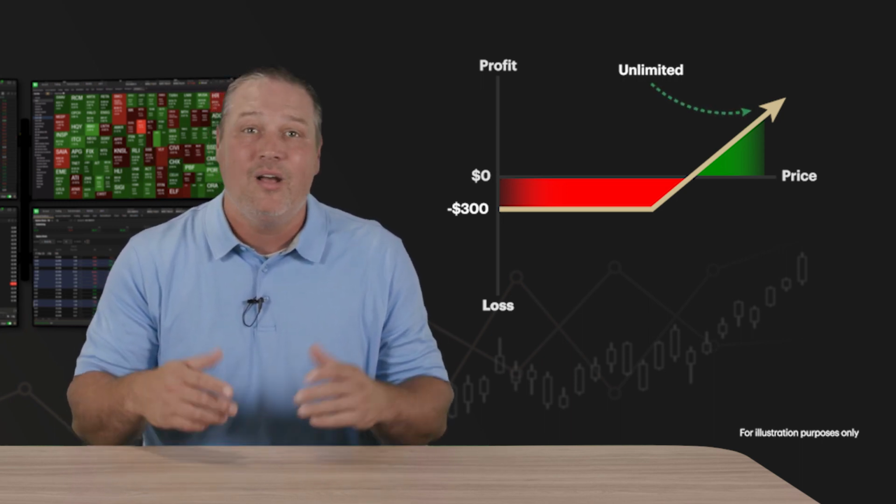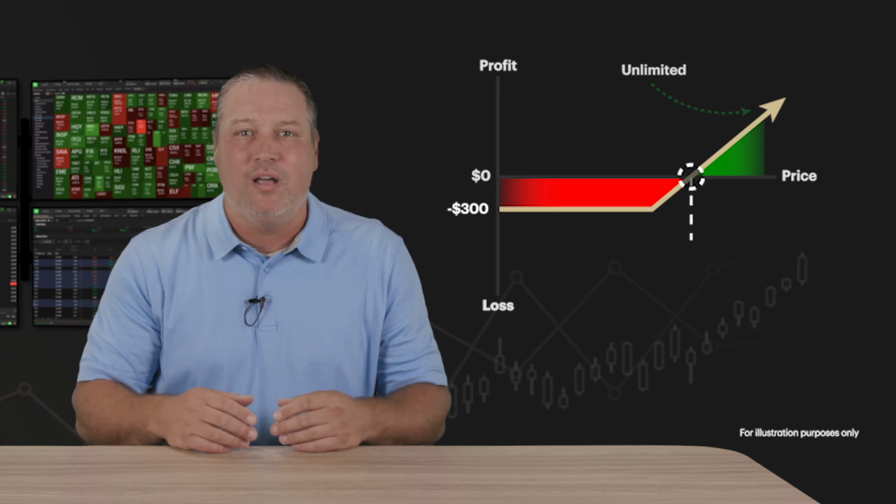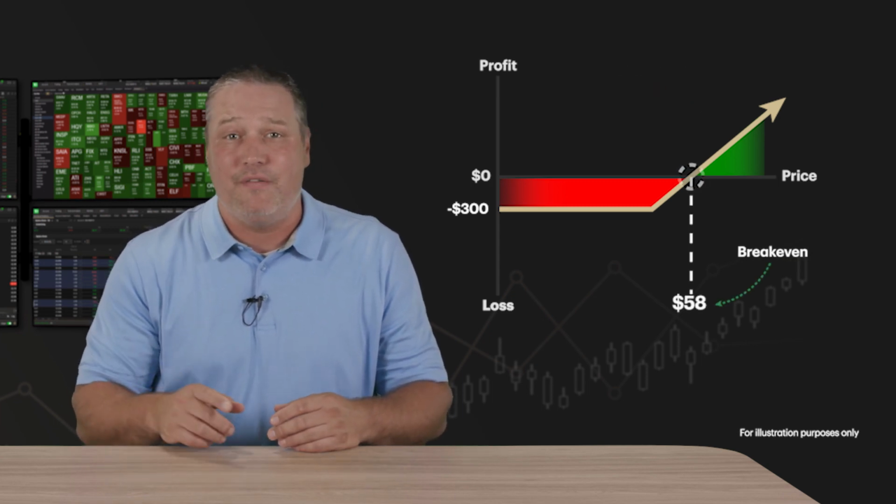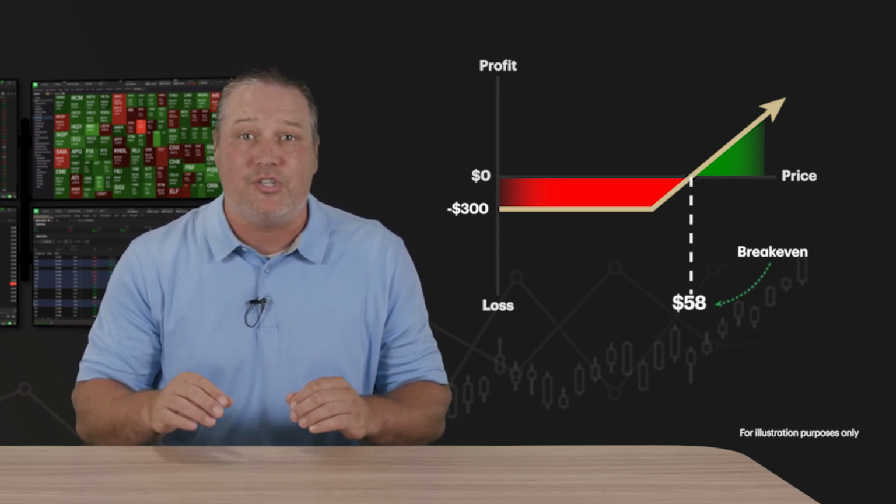The downside, well, your break even is going up as well, up to $58 instead of $55, which means you've increased the chance that your trade might be a losing one. And placing an additional trade also means there could be additional commissions and fees.